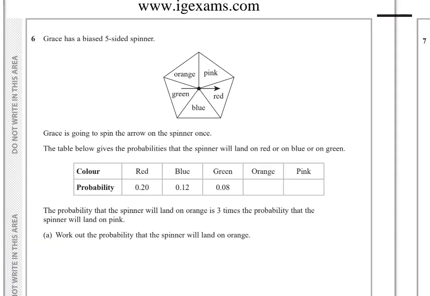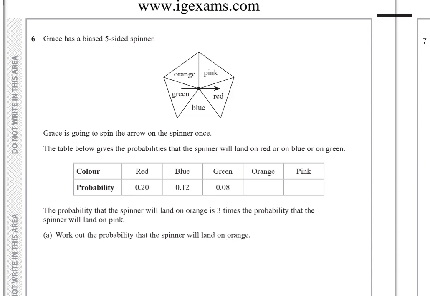Number 6. Grace has a biased 5-sided spinner. Grace is going to spin the arrow on the spinner once. The table below gives the probability that the spinner will land on red, or on blue, or on green. The probability that the spinner will land on orange is 3 times the probability that the spinner will land on pink. Work out the probability that the spinner will land on orange.